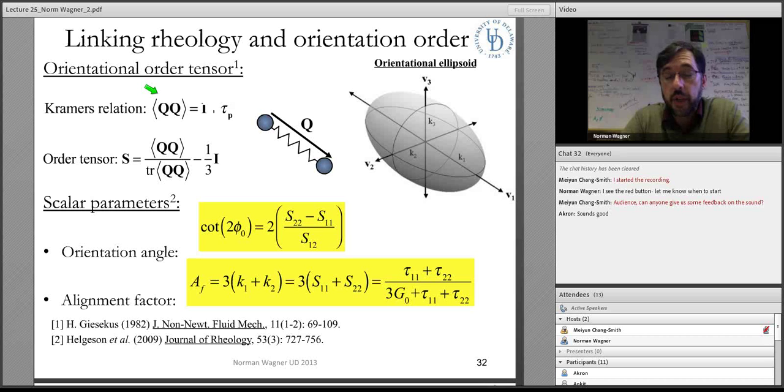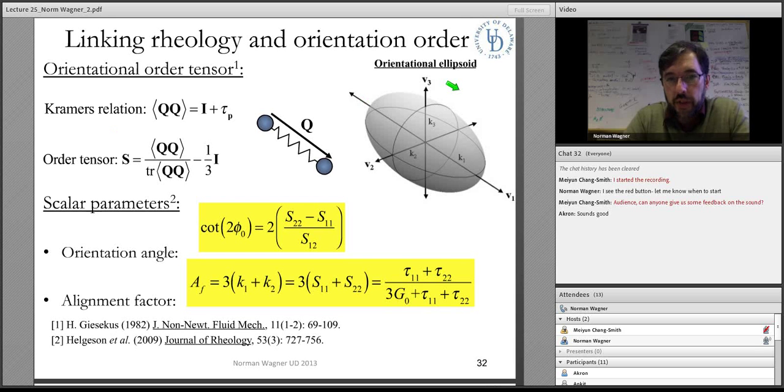And that comes again from the same physics that I showed you before. And we can define an ordered tensor for that object, which is a normalized version of this Q to Q vector. So it's a normalized one. And if I were to plot what this tensor looks like, its surfaces, if you will, of constant value, would trace out an ellipsoid with 3 different axes, K1, K2, and K3, that tell me the net orientation of these.